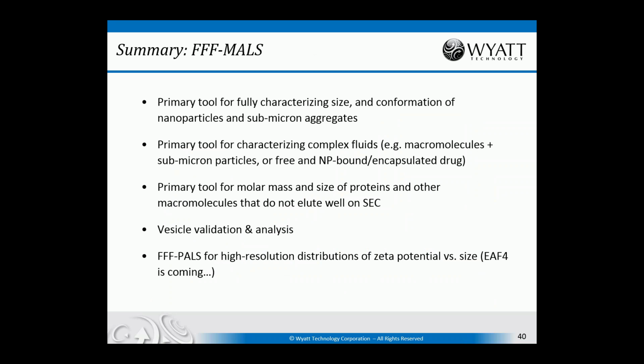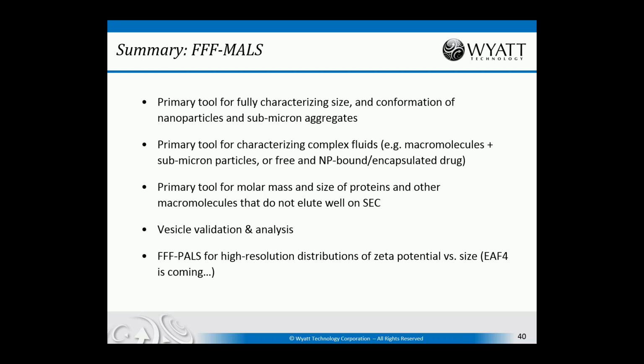conformation of nanoparticles and submicron aggregates. It's the primary tool for characterizing complex fluids, which might consist of macromolecules and submicron particles, free and bound or encapsulated drug. It's the primary tool for molar mass of proteins and other macromolecules that do not elute well on SEC. So if you have adverse column interactions, the macromolecules are sticking to the matrix in ways that prevent good characterization. Often FFF is a better way to do the separation and characterization.